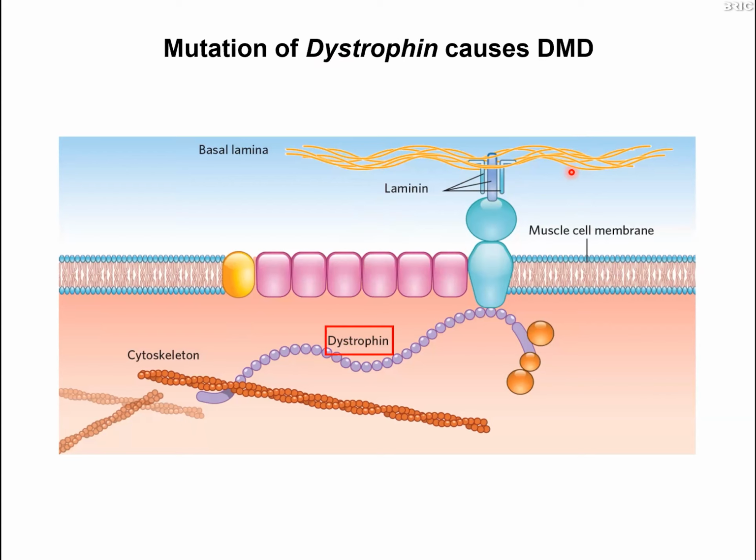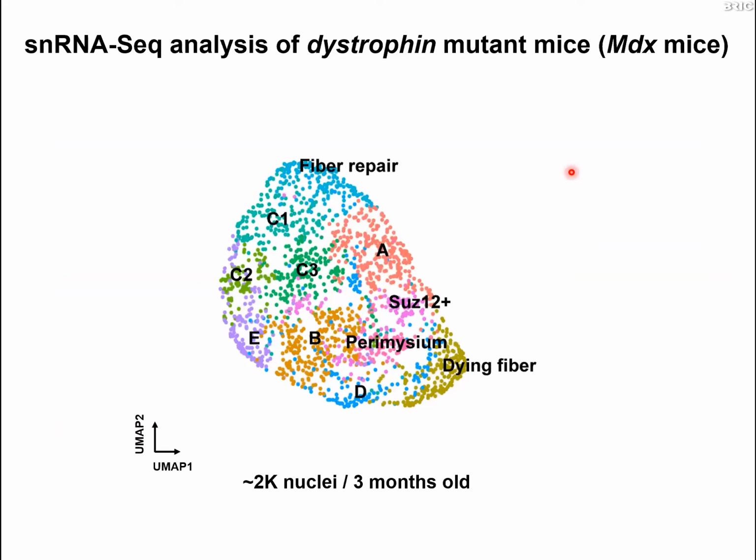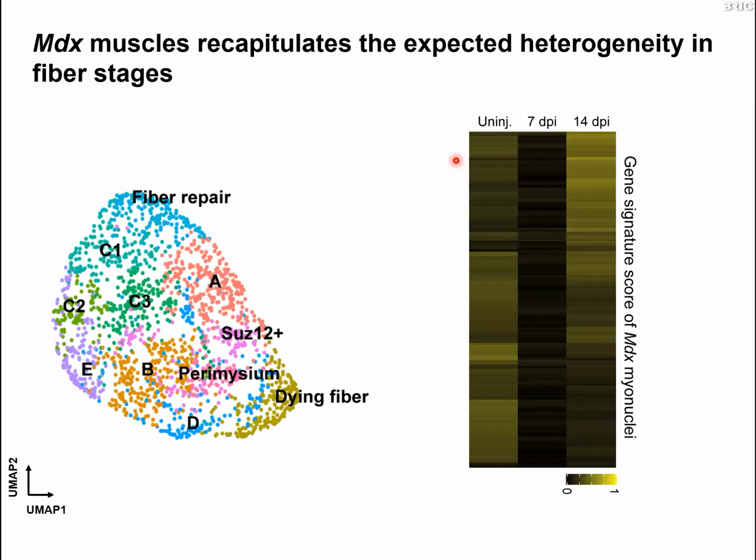And what happens in the patient muscle is that the entire muscle becomes a mess mixed with various fiber stages, such as dying, intact, and actively regenerating due to the surviving stem cells. So we collected around 2,000 nuclei from 3-month-old dystrophy mutant mice, which are more commonly called MDX mice, and performed single nucleus RNA sequencing analysis. And here you can immediately see that there's a huge alteration from the normal heterogeneity. And further analysis confirmed the notion that the MDX muscle is indeed a mixture of various fiber types.